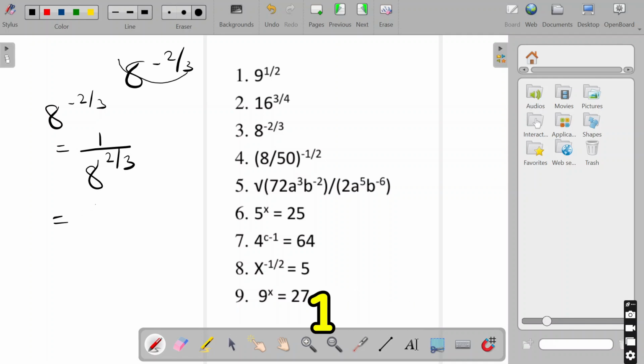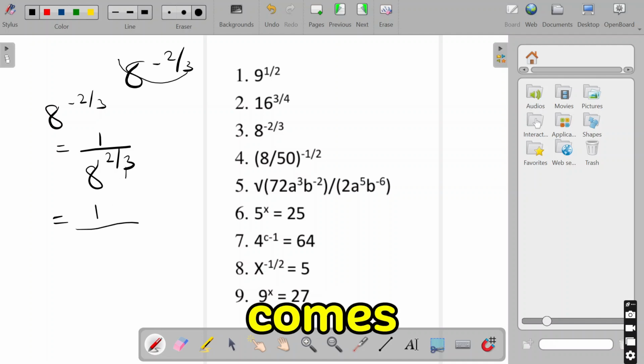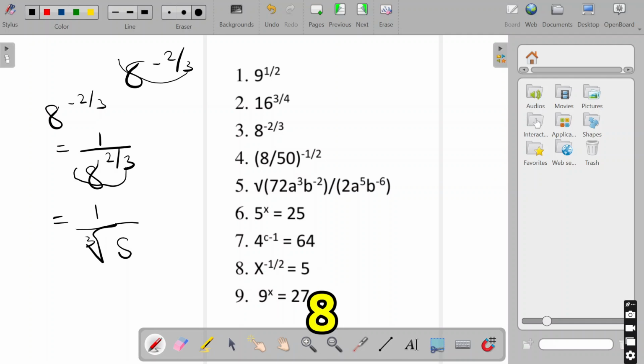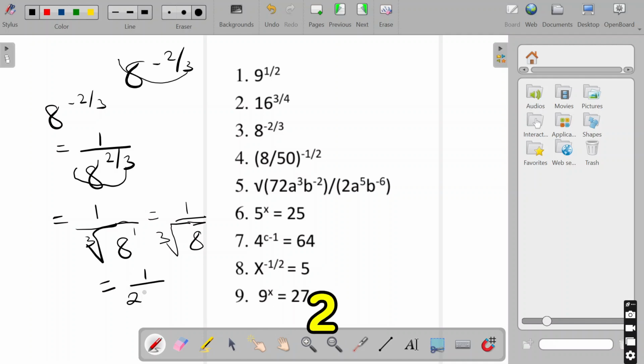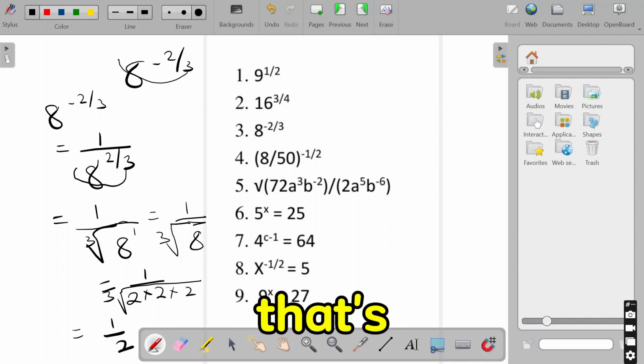So this now becomes 1 divided by the cube root of 8 raised to power 1, as the 3 comes to the left hand side. 8 raised to power 1 is 8, so this becomes 1 over the cube root of 8. And what is the cube root of 8? Which is 2, since 2 times 2 times 2 is 8. So the answer is 1 over 2. So that solves this.